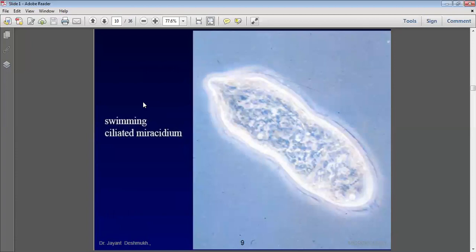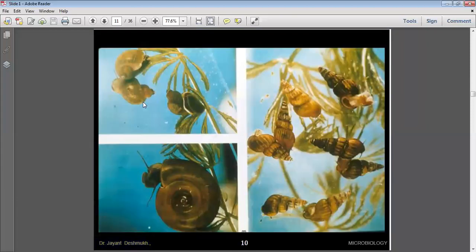This is the first stage of the larva when released from the egg, known as the miracidium. It is a swimming, ciliated miracidium. It infects the intermediate host; it does not infect human beings. When it hatches out of the egg, it comes into the environment and infects the intermediate host. We will discuss this in the life cycle. So this is a miracidium, and this is the intermediate host, the snail.